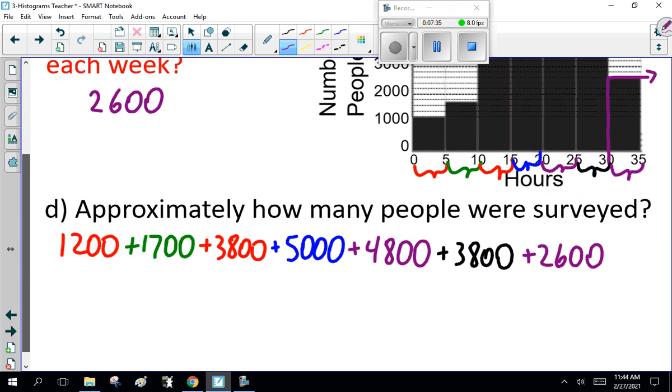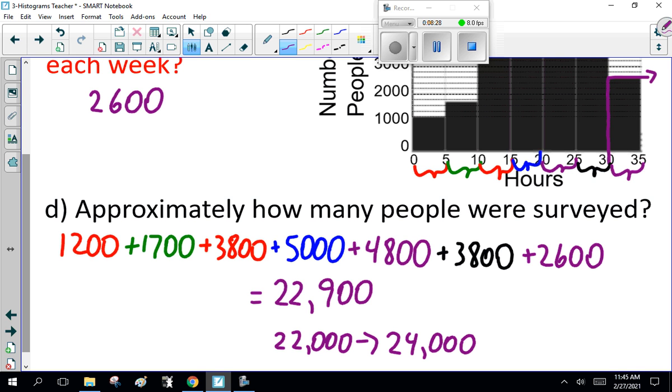Okay. Now we have to grab Mr. Calculator because I cannot do this in my head. Let's see. Mr. Calculator says, oh, of course, battery dies. 1,200 plus 1,700 plus 3,800 plus 5,000 plus 4,800 plus 3,800 plus 2,600 is approximately 22,900. Now, is that correct? No, but it's close enough. I would accept anything from probably about 22,000 to 24,000. Proof that you can add the numbers up, but I'm not going to argue the exact values here. So that's what I'm looking for. Can you do that? If you can, great.